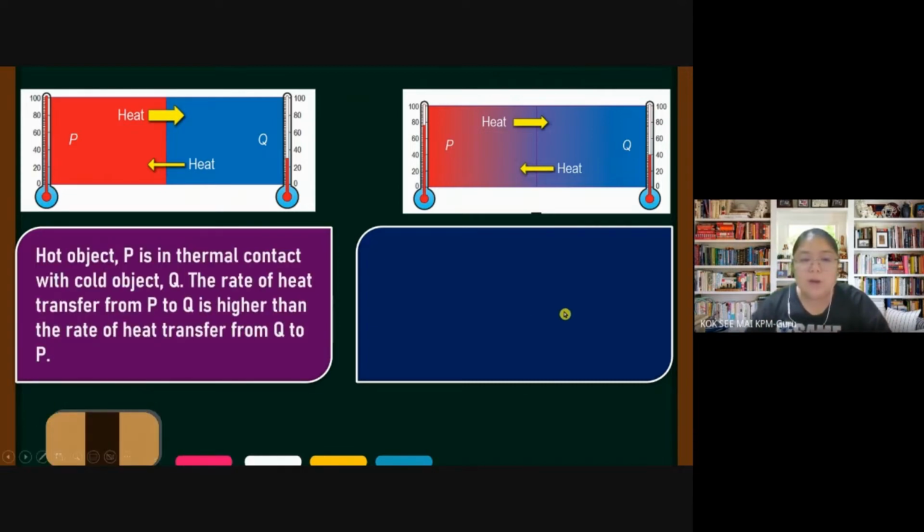Okay, so the first one I'm going to explain. Hot object P is in thermal contact with Q. So the rate of heat transfer from P to Q is higher. P to Q is surely higher, because the hot object transfers more heat to the cool object compared to Q transferring to P. Q also goes to P, but you see the arrow, it is smaller. Okay, now another situation.